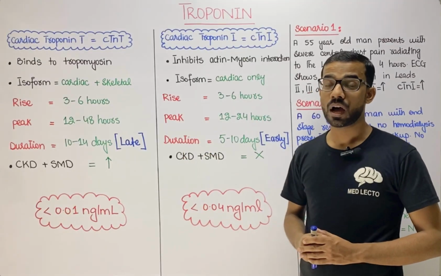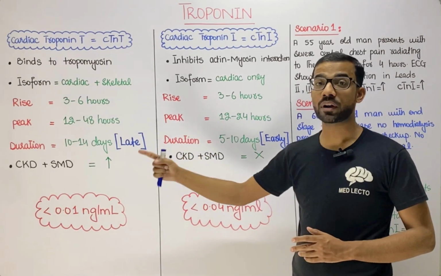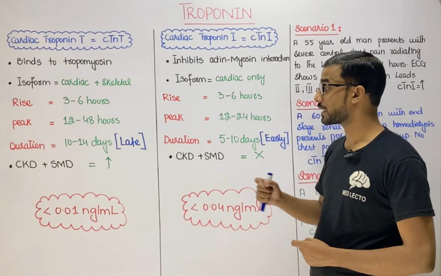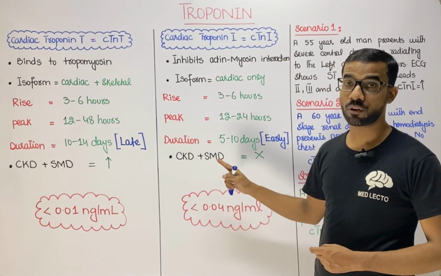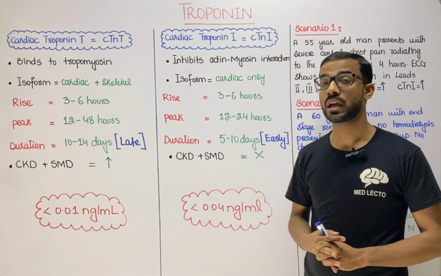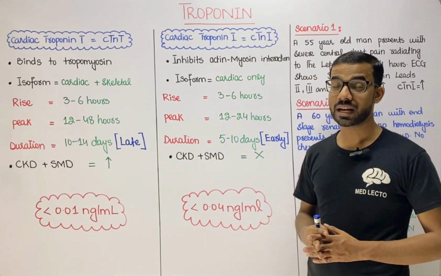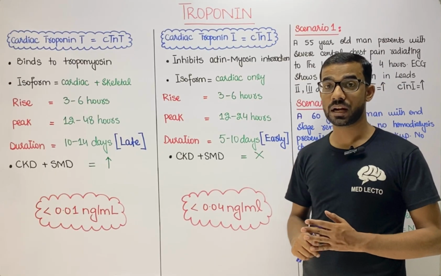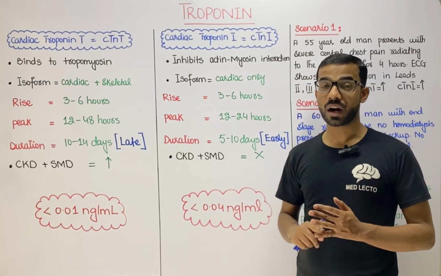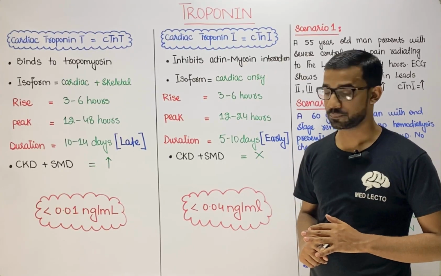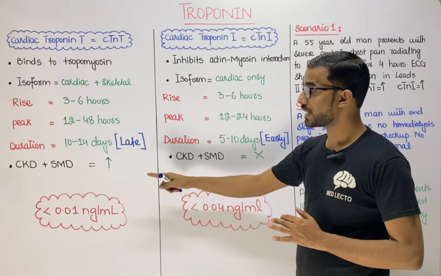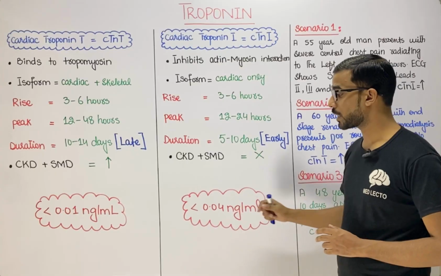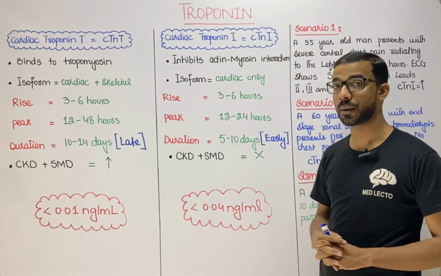Troponin T can also rise in other scenarios like CKD, chronic kidney disease, and skeletal muscle disease as well. But this will not be the same for troponin I. It will not increase in chronic kidney disease and skeletal muscle disease. So troponin I will be helpful in distinguishing between cardiac and non-cardiac causes. The normal value of troponin T is less than 0.01 nanogram per ml, and in case of troponin I, less than 0.04 nanogram per ml.